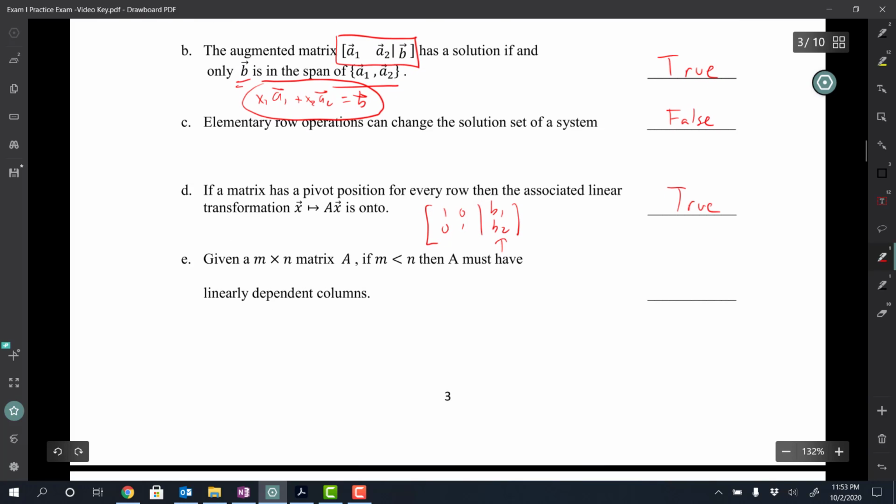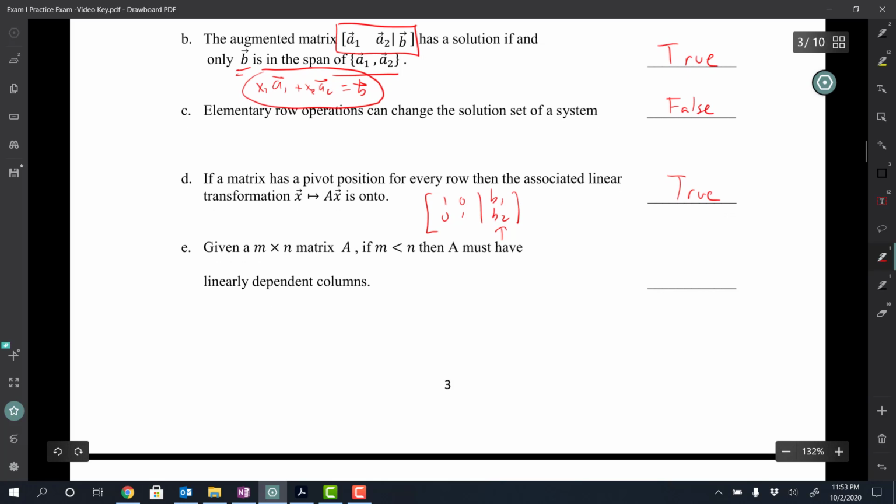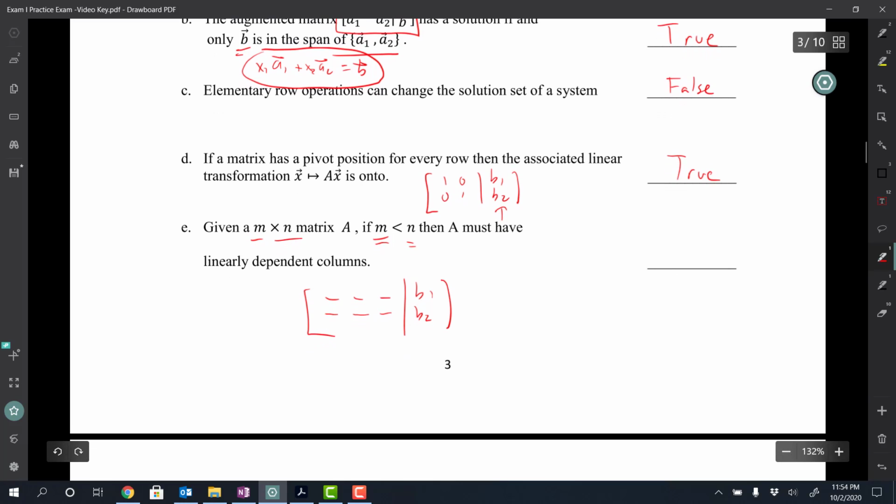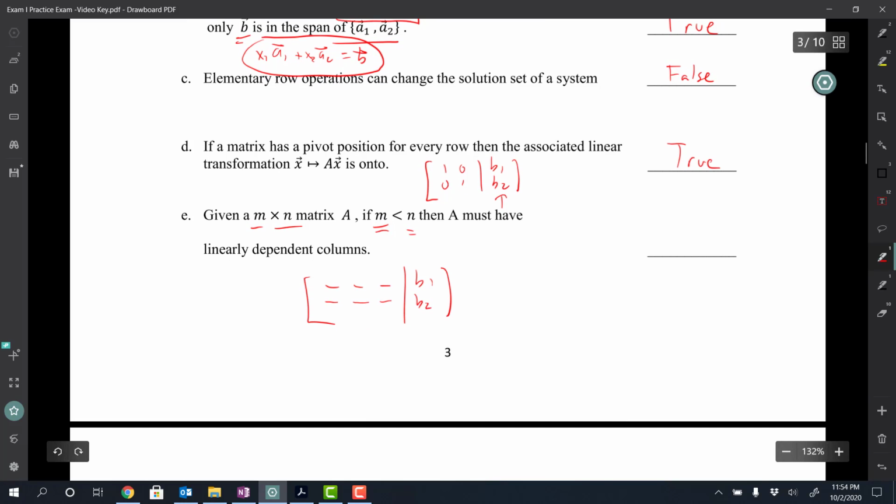Part E says, given an M by N matrix A, if M is less than N, then A must have linearly dependent columns. All right, so here it's easy to get the M and N's confused. In this case, we have rows and columns. So I have M rows, N columns, and I have less rows than columns. So I'm just going to give myself a little example here. I have 2 rows, so I'll give myself 3 columns, maybe looking at some augmented matrix. So the question is, if I have less rows than columns, are the columns linearly dependent?